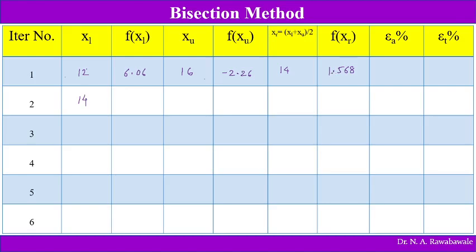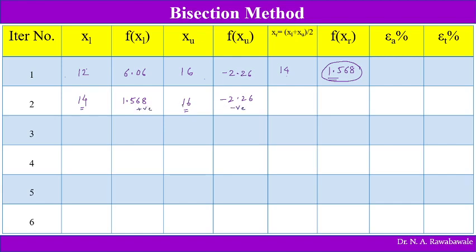A revised value of root is 14 and positive function value is 1.568. Now this lower limit is replaced, earlier it was 12, now it is 14 because this answer is positive. Positive value replaces lower limit and negative value replaces higher limit. So again this we copy as it is, 16, minus 2.26. Now this is the lower root, this is the upper root, and this is a positive value, and this is a negative value.